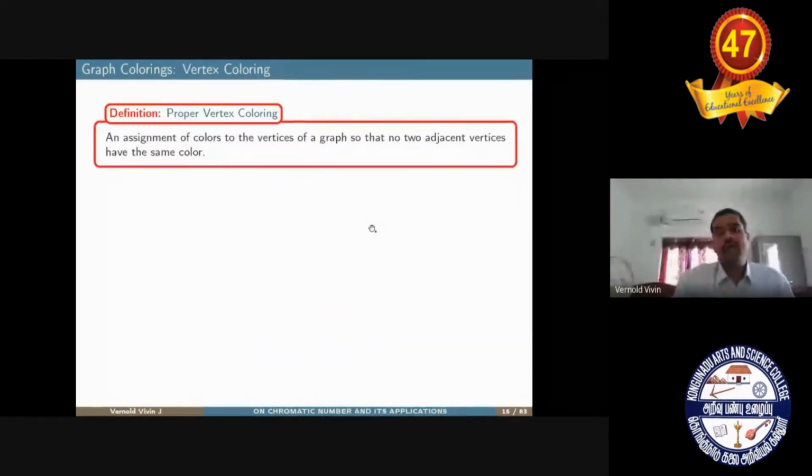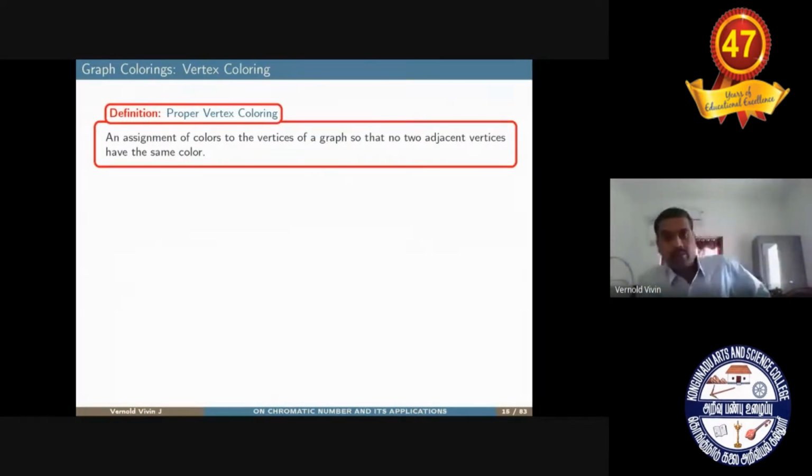Next, we move on to coloring. Here we have a proper vertex coloring. So what is a coloring? An assignment of colors to the vertices of a graph G so that no two adjacent vertices have the same color. This is the formal definition of a vertex coloring. Here I show this with an example.